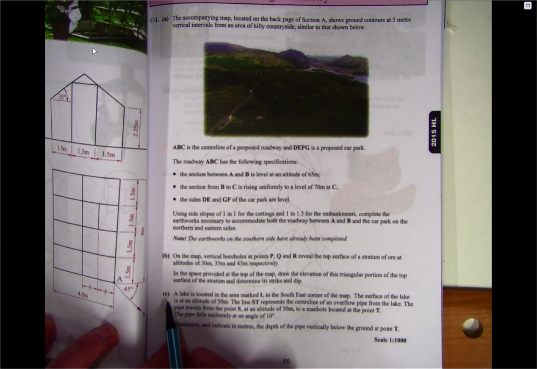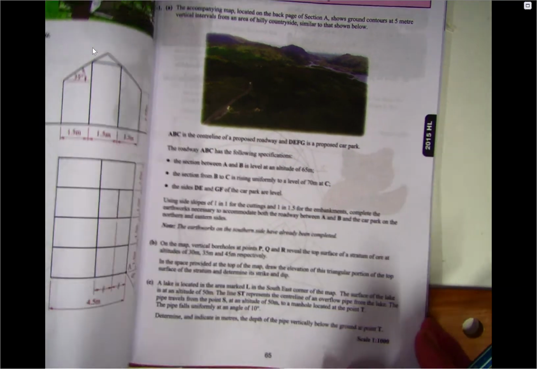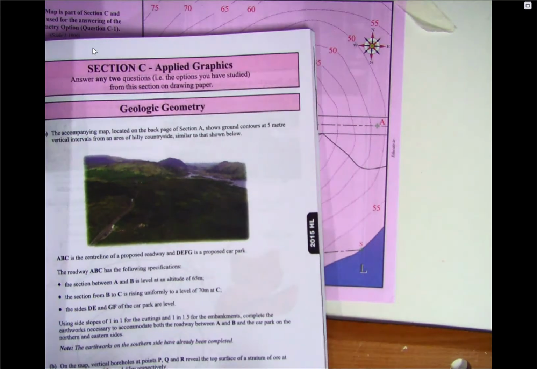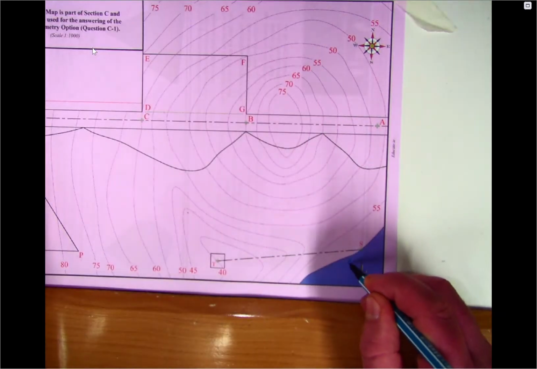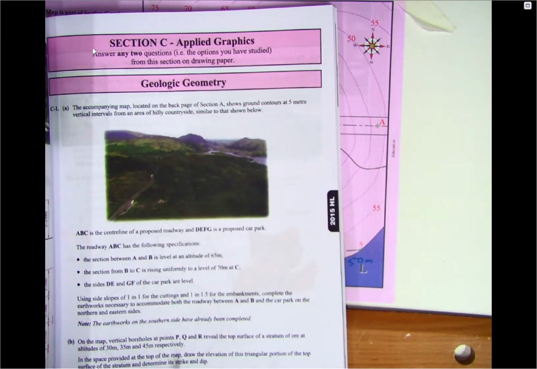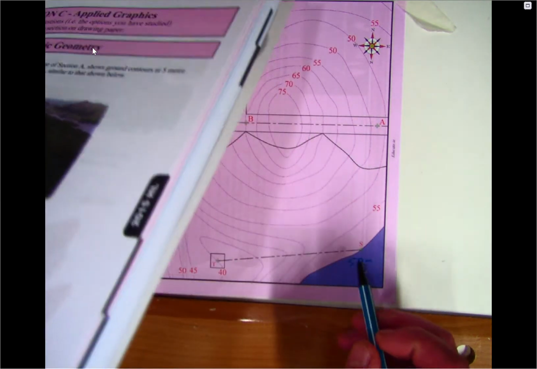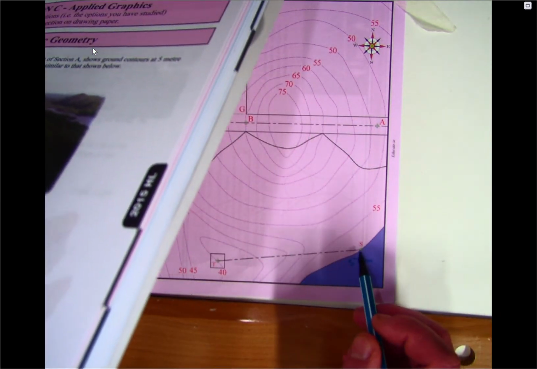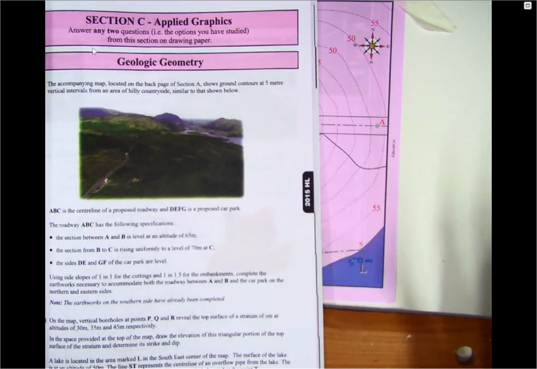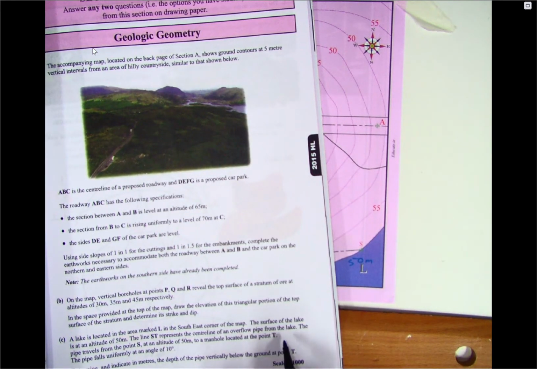So anyways, it says a lake is located in the area marked L. So that's basically this blue area here. It says the surface of the lake is at an altitude of 50. So I'd write 50 on that, just so that we know. The line ST represents the center line of an overflow pipe from the lake. So basically, when the lake fills up above 50 meters, there's going to be an overflow here. It's going to take the water away for whatever reason. I don't know why. Maybe it's to stop flooding or something like that.